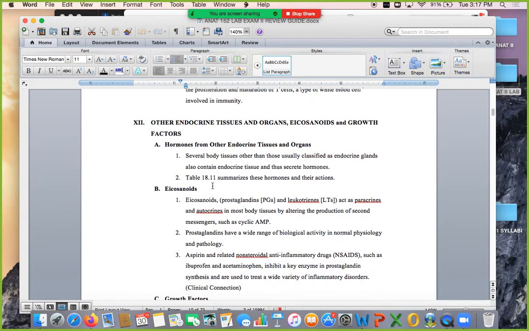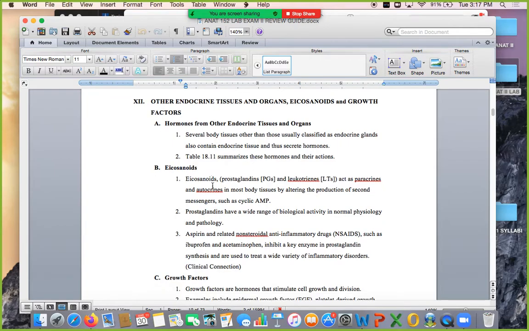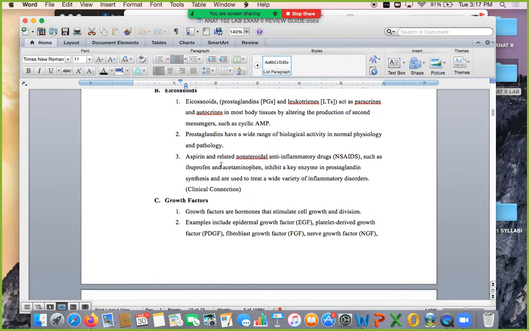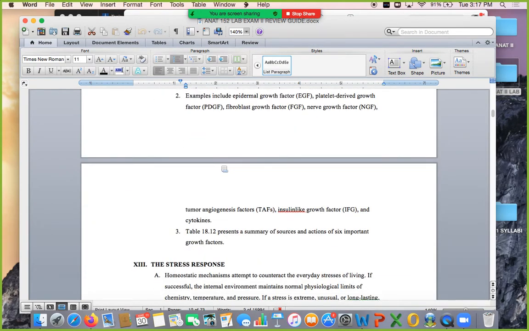All right, so other endocrine tissues and organs. Hormones from other endocrine organs can be found in 1811. I'm going to skip through a lot of this.